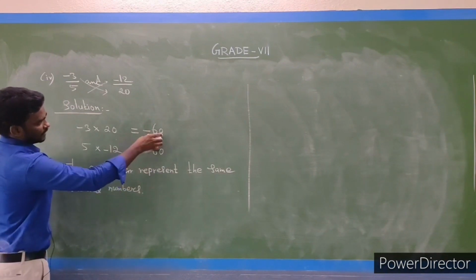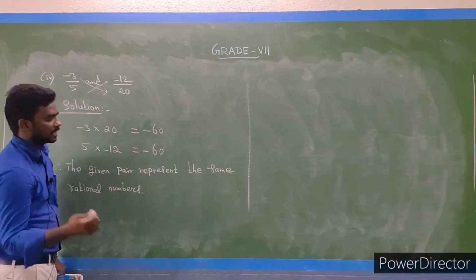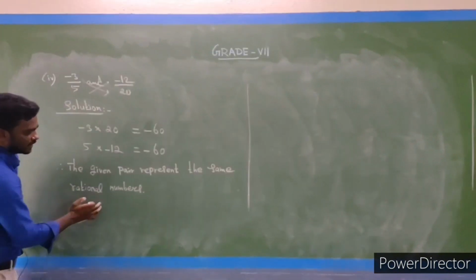So the value of the first multiplication and the second multiplication is the same. So the given pair represents the same rational numbers.